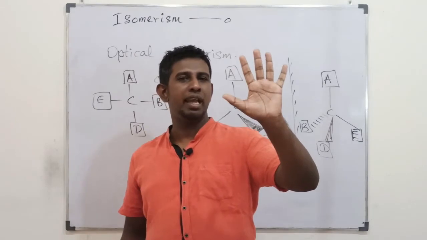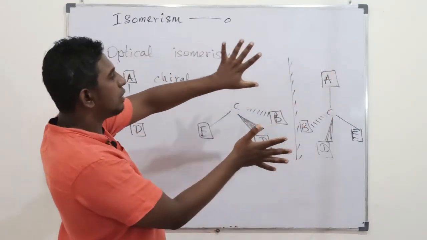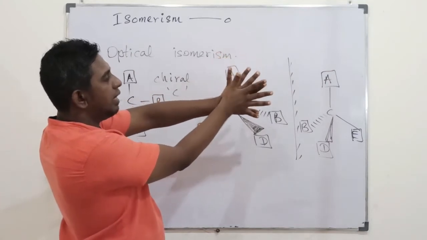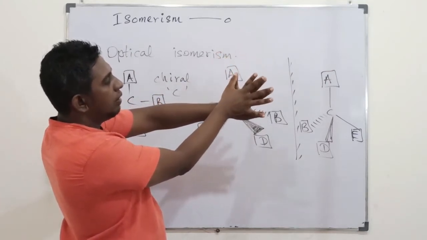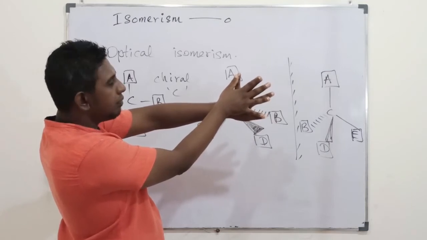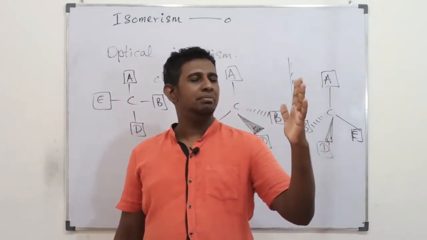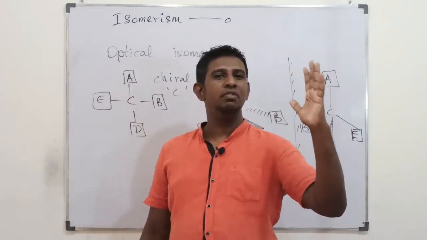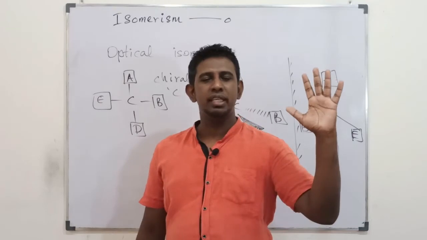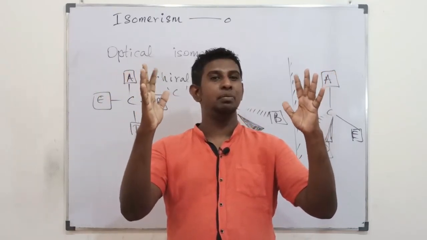So this is my left hand, this is my right hand. I can't superimpose this on this. See, these are not overlapping or superimposing one upon another. But when my left hand goes in front of a mirror, it would see this right hand, as its mirror image.